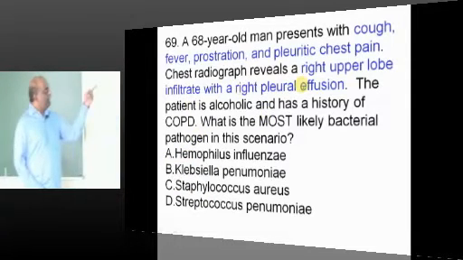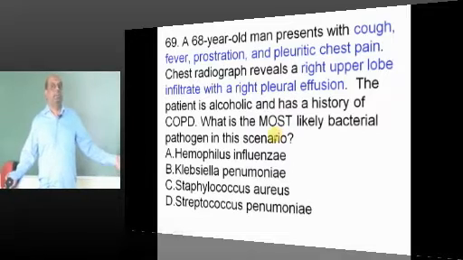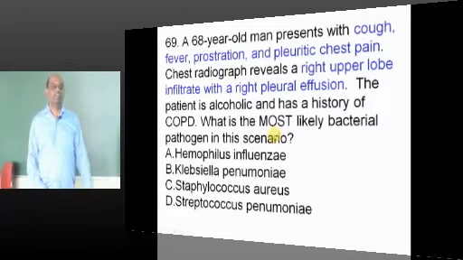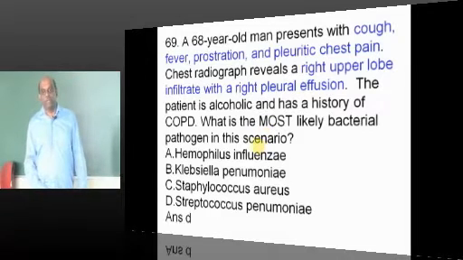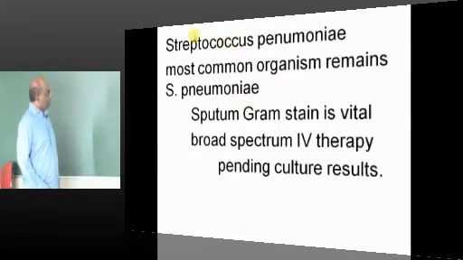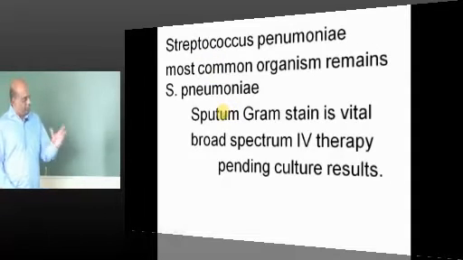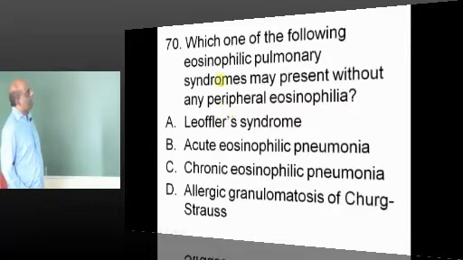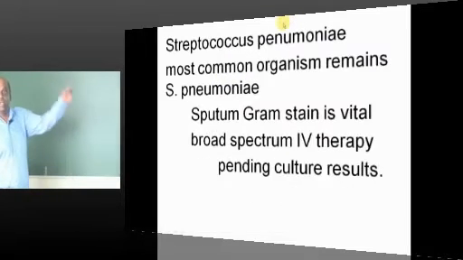Right upper lobe infiltrate with right effusion. He is alcoholic, COPD is there. What is your diagnosis? Klebsiella? Strep? Streptococcus pneumoniae, lobar consolidation. You are not wrong, you are correct. Streptococcus pneumoniae is typically the most common organism in this given scenario. Any objections, please raise them. We would love to know from you.